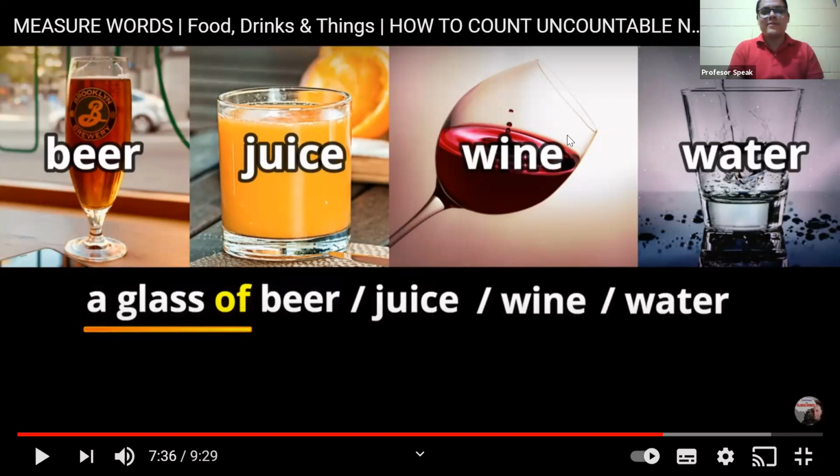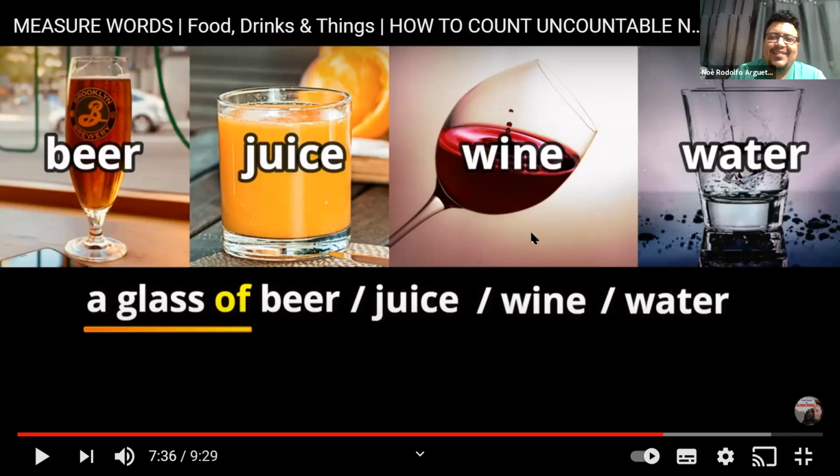Carlos Mauricio, what do you feel like drinking now? A glass of beer, a glass of juice, a glass of wine, or a glass of water? Maybe a glass of juice. Come on, I don't believe you, man. Pinocho.